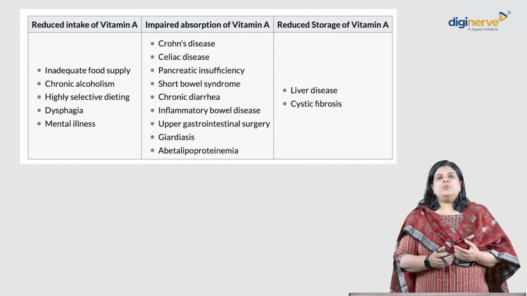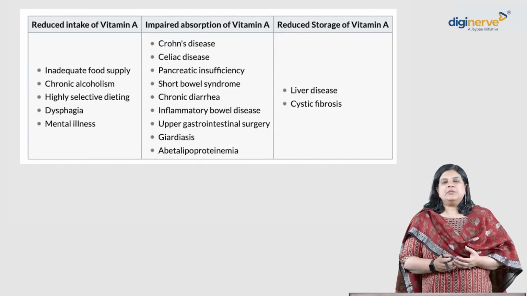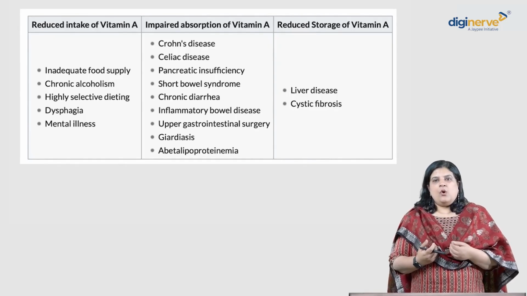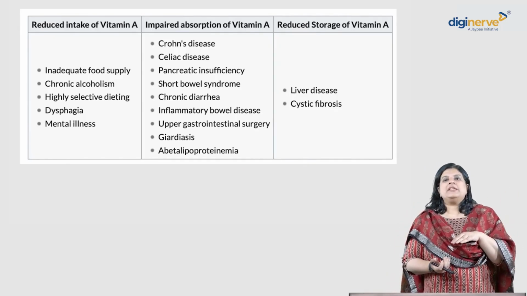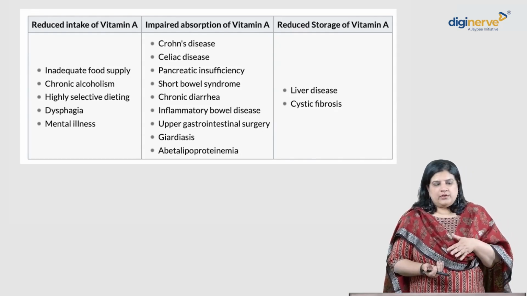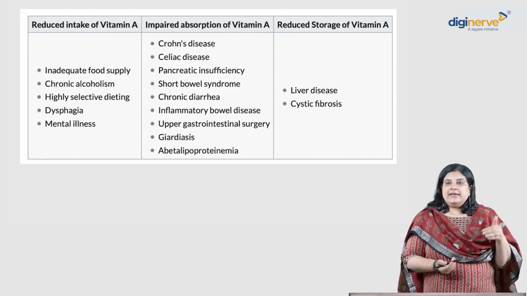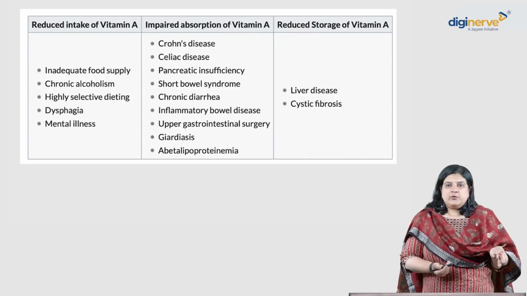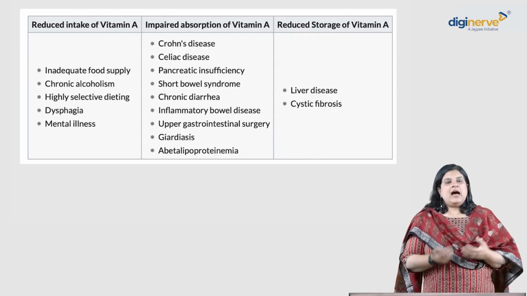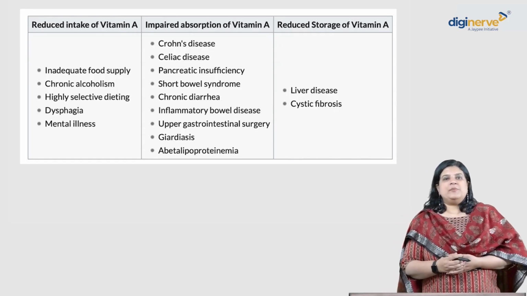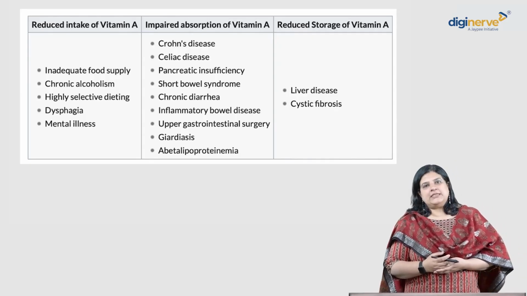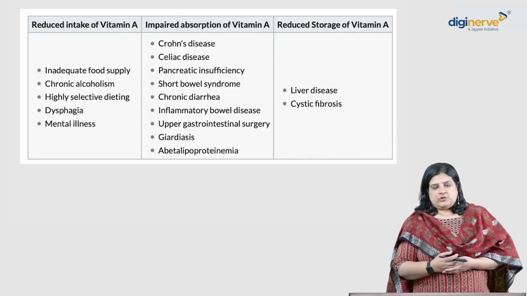Now, why do patients get a vitamin A deficiency? Either they are not taking vitamin A, or the vitamin A that is being taken is not getting absorbed, or it is not getting stored. So, the reduced intake could be because of inadequate food supply, malnutrition, chronic alcoholism in adults, highly selective dieting, which has really become a fad these days, dysphagia, and in patients with mental illness with compromised nutrition.